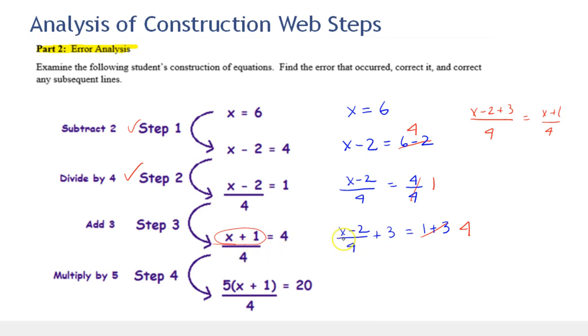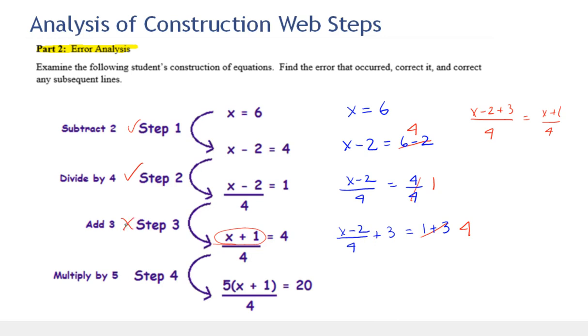Okay? And this is the correct one because remember, when we're building these construction webs, we're using the previous result. Okay? This x minus 2 wasn't the previous result. We didn't want to add 3 to x minus 2. We wanted to add 3 to x minus 2 over 4, and they are different results. Okay, so this is where things went bad.